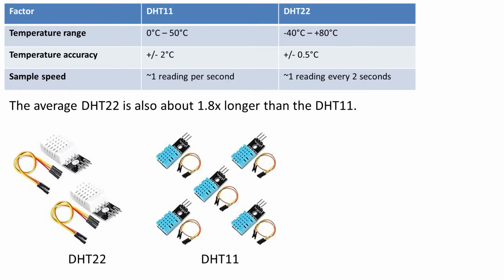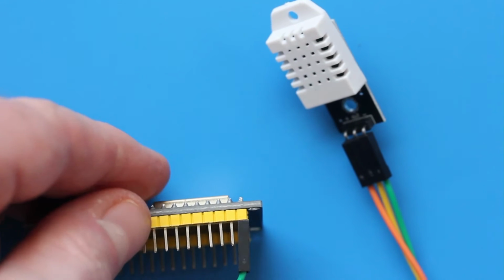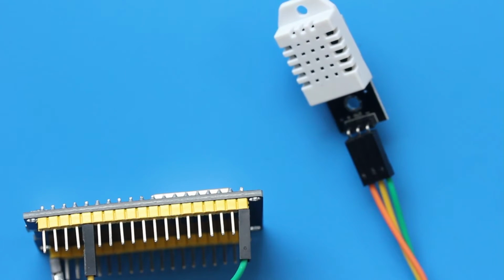Here's a chart that compares the two types. A DHT22 is roughly twice the cost of a DHT11. Be sure to buy decent components that have good reviews. Now let's get the sensor connected to the ESP32 and take some temperature and humidity readings.